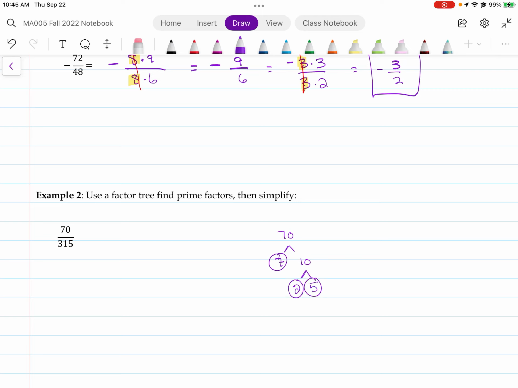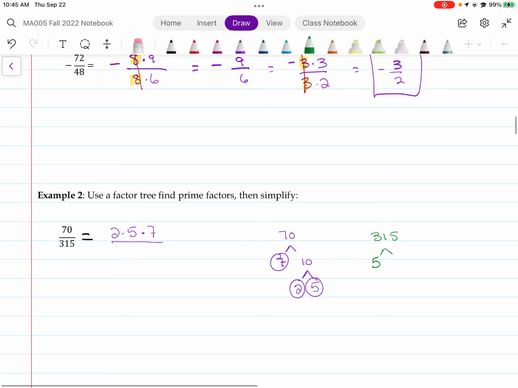All right, so 70 is going to be, and I'm going to write them in order just because that's what I do. It's just a little easier to keep track of things when you go to start canceling. So 2 times 5 times 7. All right, what about 315? I know a 5 goes into it because I know my divisibility rules. It ends in a 5. So I'm going to use my calculator and say 315 divided by 5 is 63.